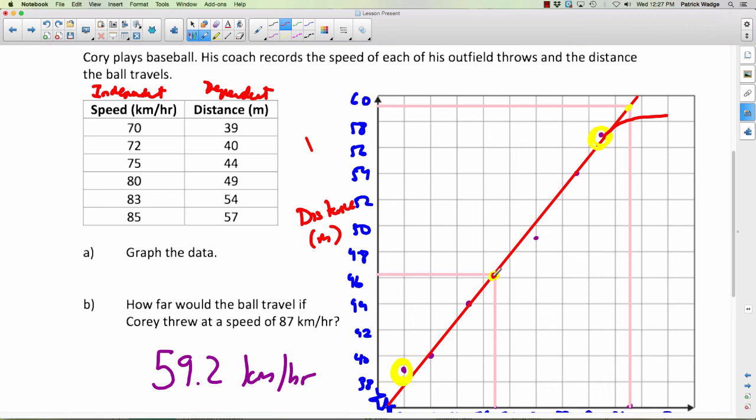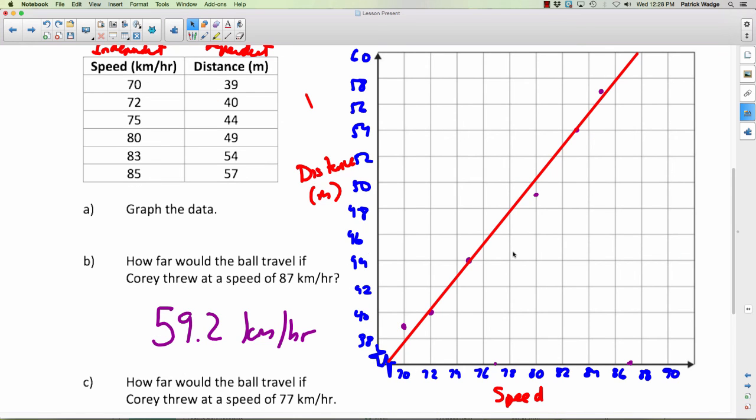This one's very reliable, right? It's right in the middle of our points. But this point up there isn't quite as reliable. Extrapolation. Hey, just for fun, let's find the slope, right?